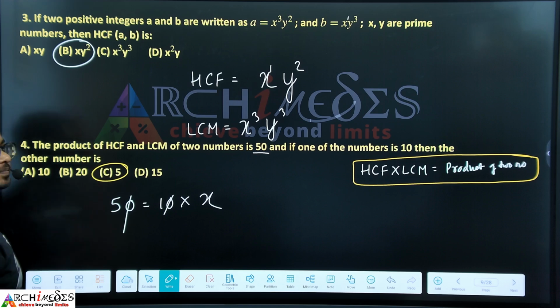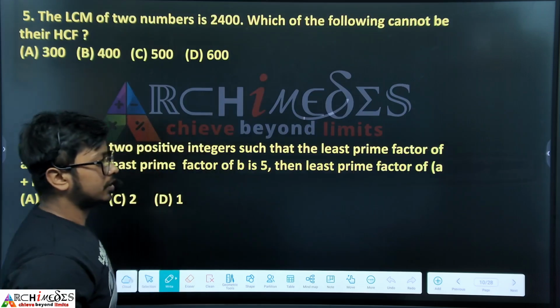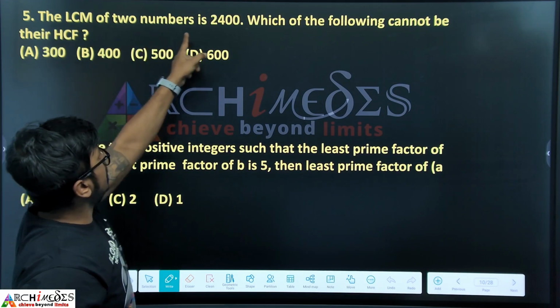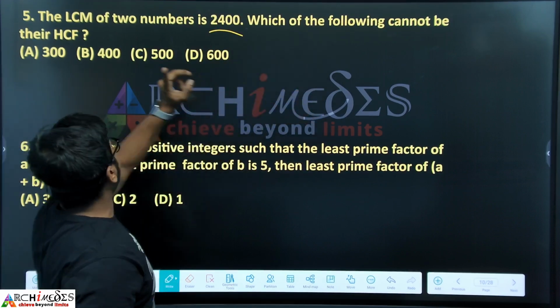Clear? It's very easy. This type of question you can do. So look over now. This one: the LCM of the two numbers is 2400. You know very well these questions also. Which of the following cannot be their HCF?